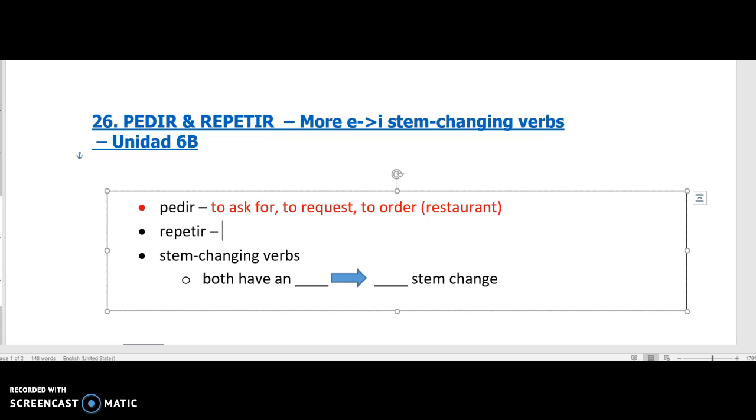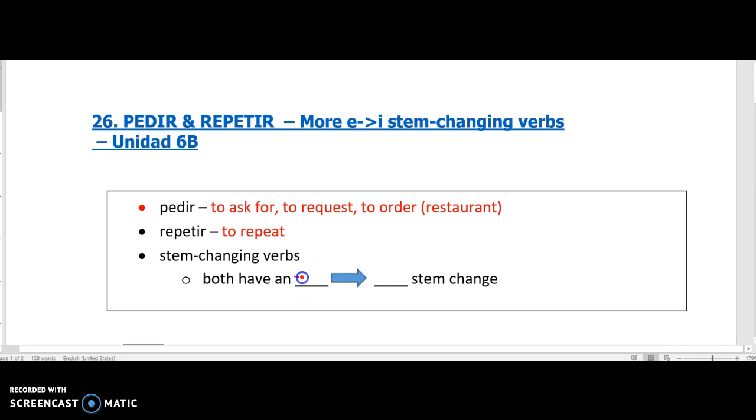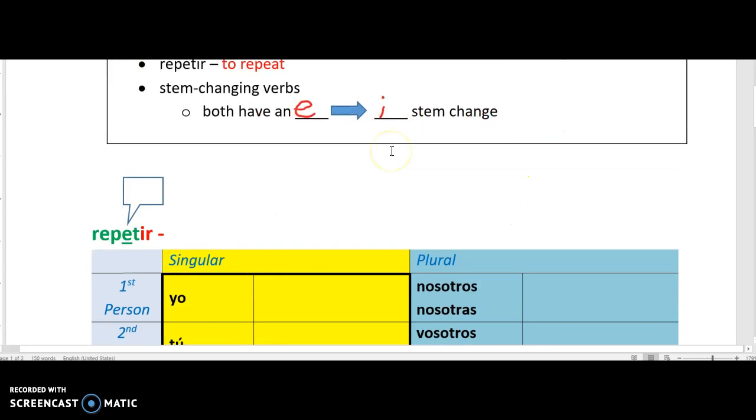Okay, repetir, obviously to repeat. And like decir, which we just talked about, these are both stem changing verbs. All right, so we are going to stem change the E in both stems to an I. They both have that E to I stem change. However, unlike decir, these guys don't have the irregular yo. So let's scroll down a little bit.